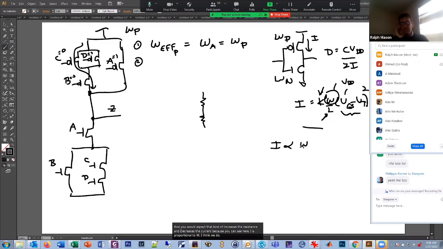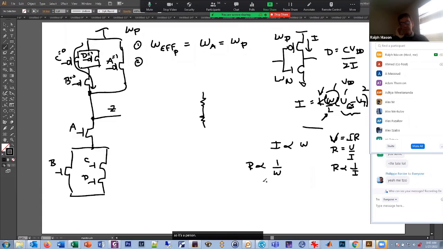I think we did this analysis before, right? We know that V equals IR, so the resistance is equal to V over I, or the resistance is proportional to 1 over I. So the resistance is proportional to 1 over W, because I and W are directly proportional. Resistance is inversely proportional to I, so it's inversely proportional to W.